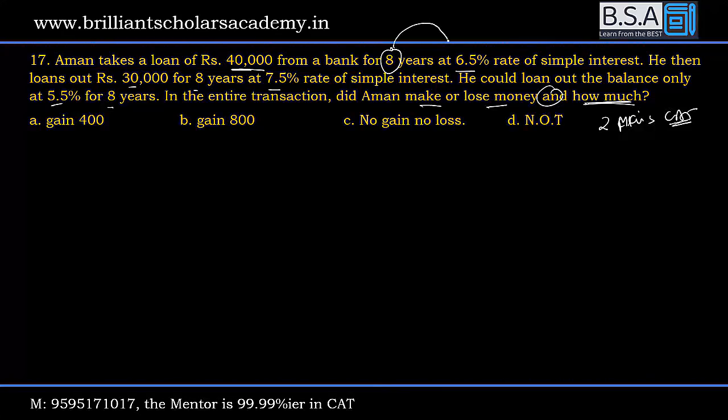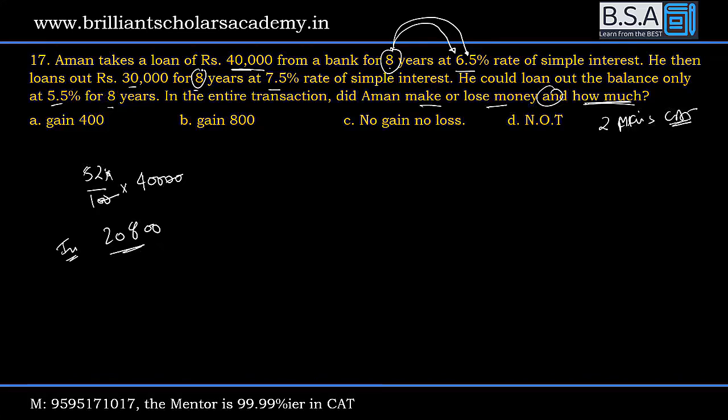8 into 6, 48. 8 into half, 4. 48 plus 4, 52. So 52 percentage interest he was supposed to pay to the bank out of 40,000. Two zeros are gone. This is the interest being paid in the first case. 40,000 he has to return. The interest paid is 20,800.